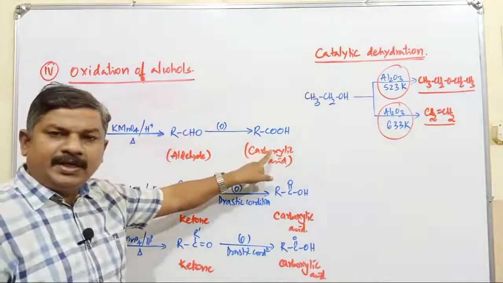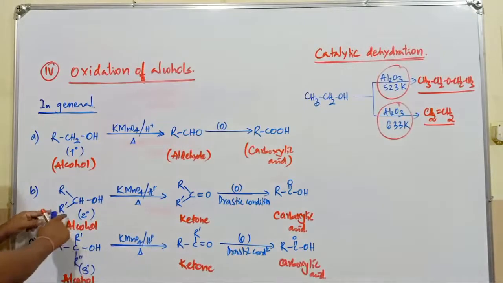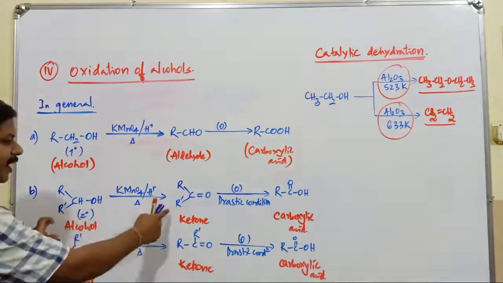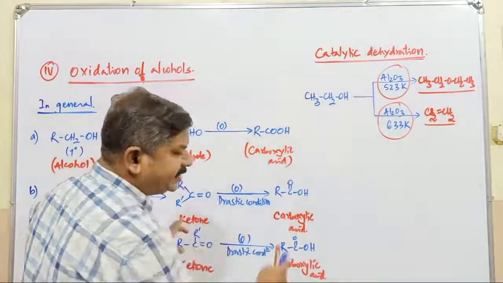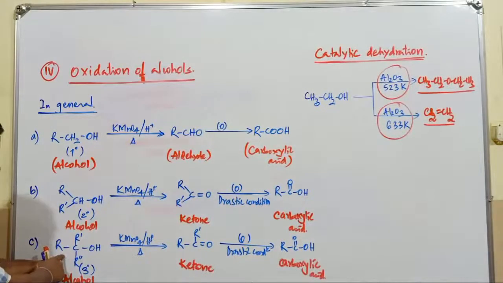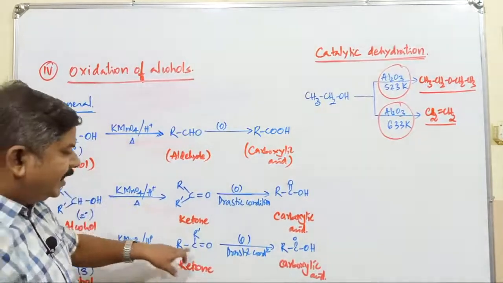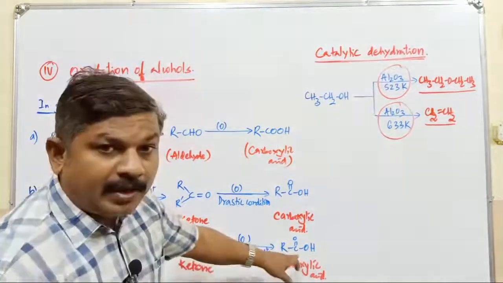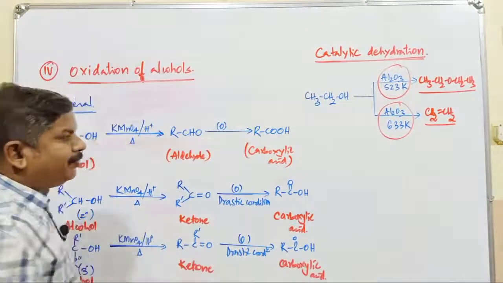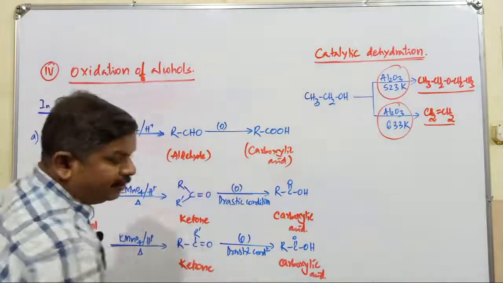aldehyde. Aldehyde converts into carboxylic acid containing the same number of carbon atoms. In case of secondary alcohol, it is oxidized to a ketonic compound containing the same number of carbon atoms, but the ketone converts into carboxylic acid with one less carbon atom. If the alcohol is tertiary alcohol, it gets oxidized to a ketone having one carbon atom less. The ketone is further oxidized into carboxylic acid, again with one more carbon atom less. So the final product in the oxidation of alcohol is found to be which one?